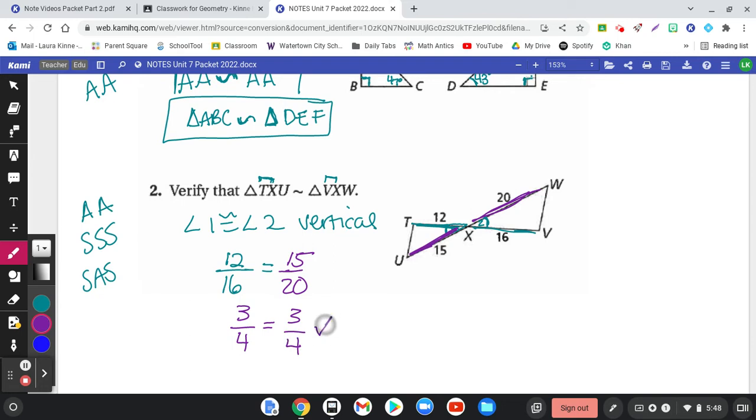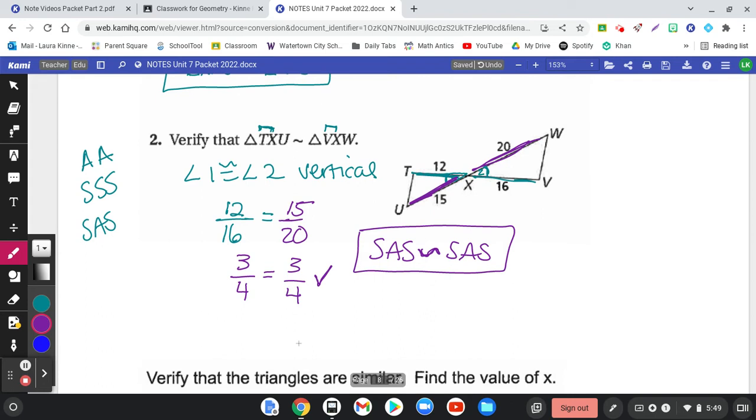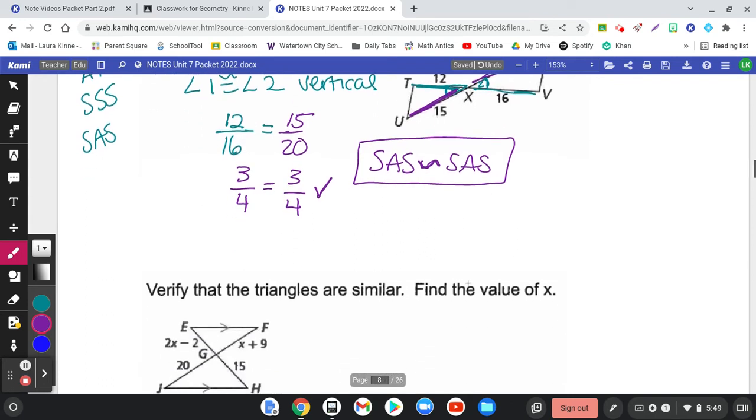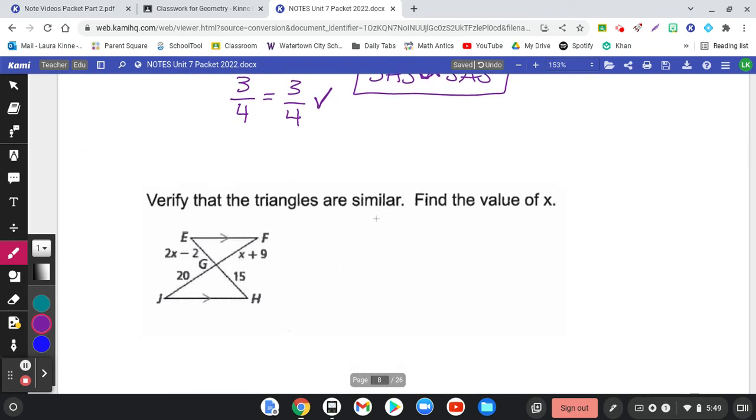Because those are equal, the sides are proportional, and the angles in between them are congruent. So yes, those two triangles are similar by side-angle-side being similar to side-angle-side. So a little bit of a proof here. And again, the 3/4 is called your similarity ratio. All right. Verify the triangles are similar. Find the value of x.